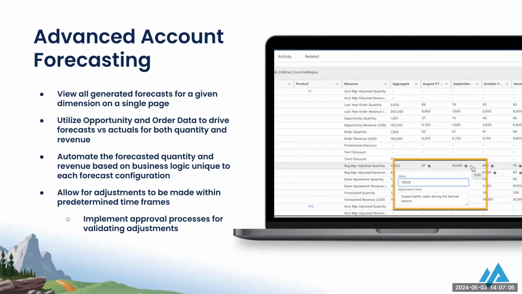And then you can go one step further and put approval processes in. If you're going to allow specific users to make those adjustments, and then maybe you want that adjustment to be reviewed and approved before it's committed, we can put an approval process in as well, just to make sure that we understand what adjustments are being made.